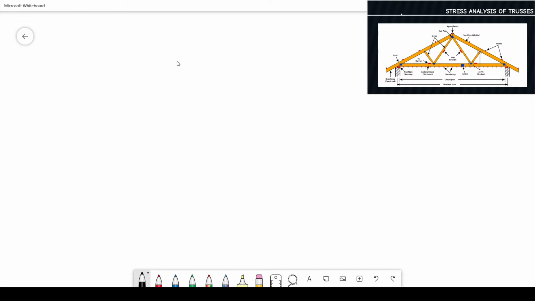Okay. So first, what is a bay? A bay is actually the distance between the adjacent roof trusses.